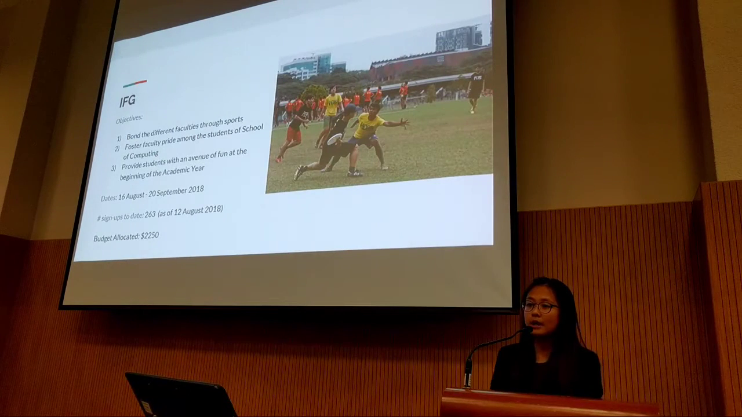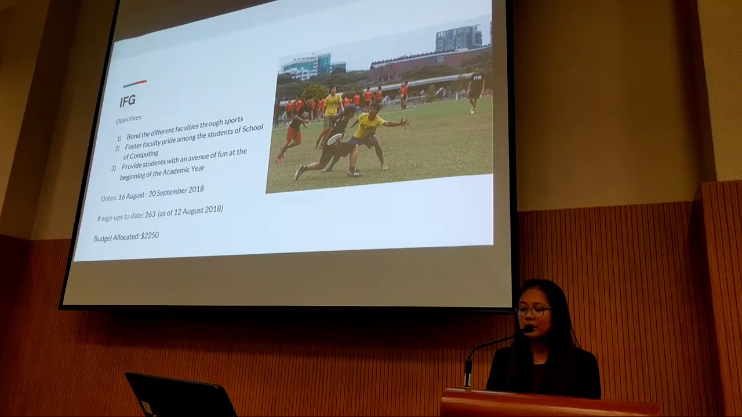So the ongoing event, IMG, the objective is to bond the different faculties through sports, and also foster faculty spirit among the students of School of Computing, as well as provide them with an avenue of fun at the beginning of the academic year. So IMG will be from 16 August, which is Friday this week, and it will end on 20th September. And up to 12th August, the number of sign-ups was 263.